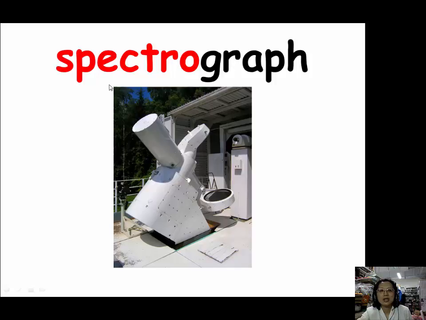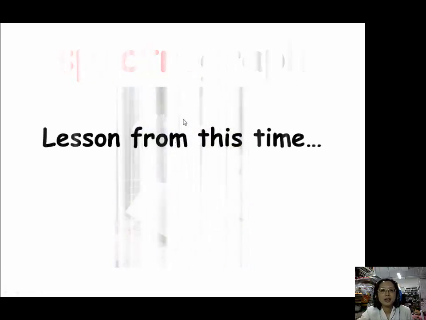One more example is spectrograph. Spectrograph is an instrument for photographing spectra on a sensitive photographic plate. This is one of the spectrographs, and there are a lot of spectrographs that can be used for biomedical research, like mass spectrograph. Now we've finished lesson 22.